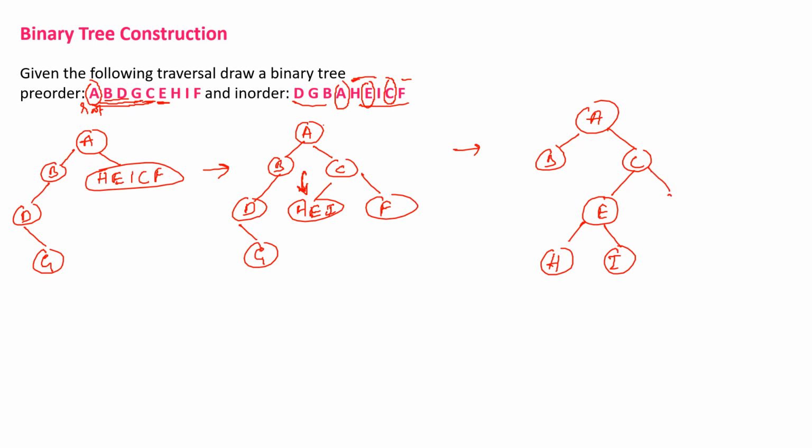We have already constructed the remaining tree, which contains nodes D, G and F. So this is the final binary tree.